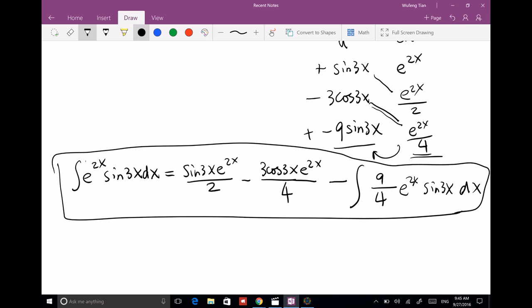Alright? So here's another question. Can anyone tell me what I'm supposed to do here? What can we do here? Can anyone tell me? Anyone?